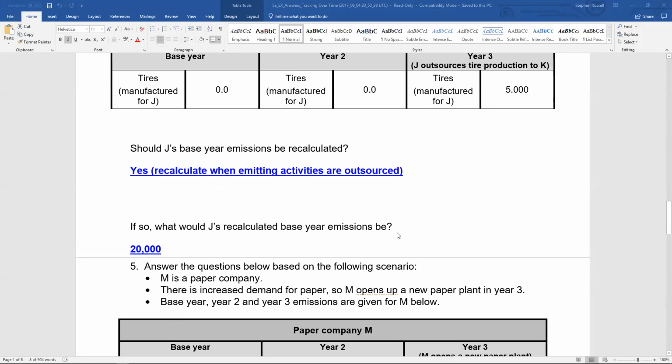And in this situation, what are J's recalculated base year emissions? The answer is 20,000 because it sold the tire production operations of its business and only retained the body parts one. And company K in this case would not have to recalculate its base year inventory at all because here it's just undergone a form of organic growth.